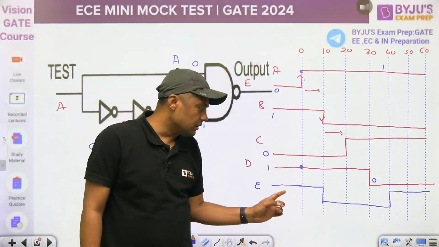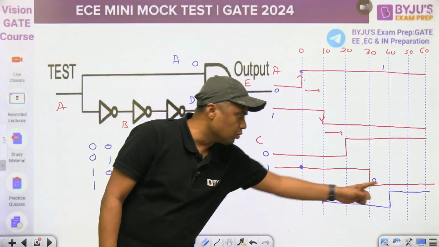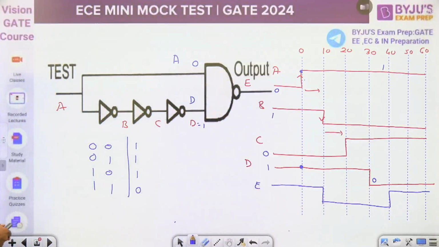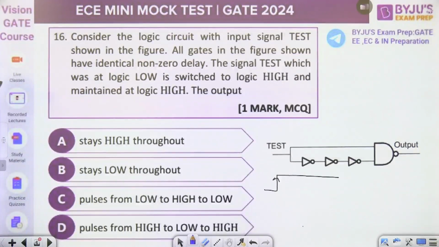Directly what is the answer? It will switch from high to low to high, and E is nothing but output. And that's why the answer for this question is pulse from high to low to high. That is D, the answer for this one. This is the answer for this question. Next one.